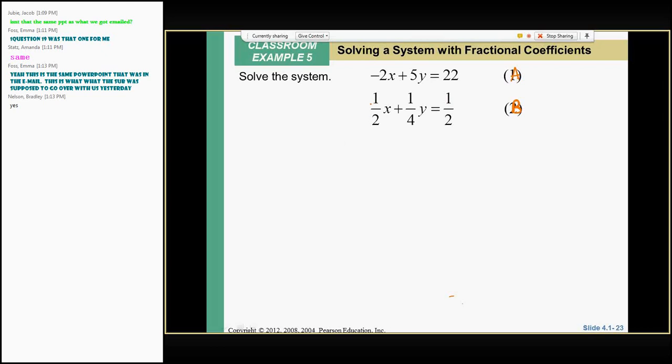If you ever see fractions, get rid of fractions first. So let's go ahead and get rid of this fraction. So we're going to look at 4 as your LCD. So we're going to multiply this one by 4, this one by 4, this one by 4. So what equation B now goes to is this. These 4's will cancel. Do you all agree that it's 2x plus y is equal to 2? And equation A stays the same?